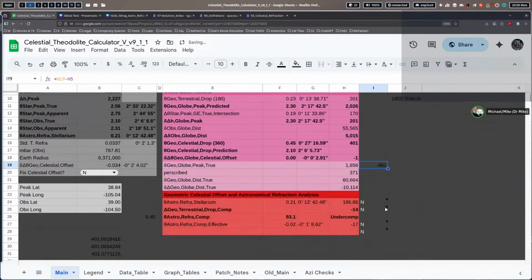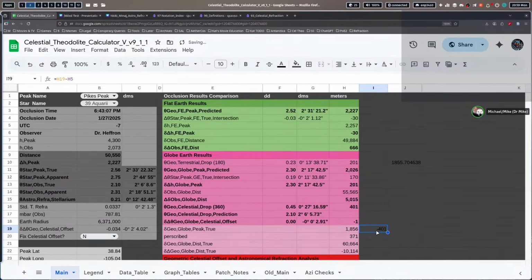So what we're looking for is the difference between what was predicted and what was observed. That's the number we want, and that will be minus 30 when you get it right.